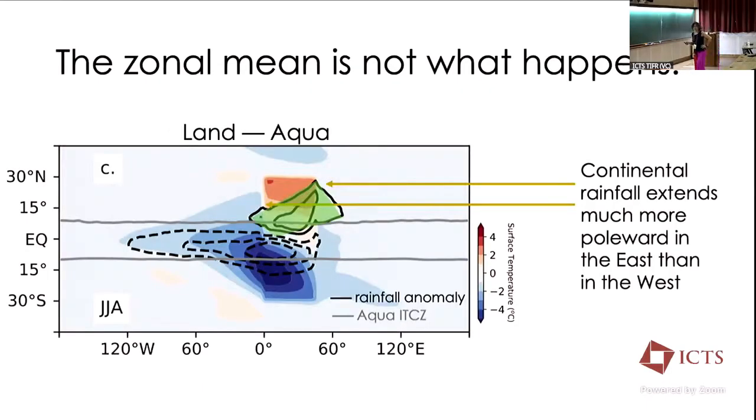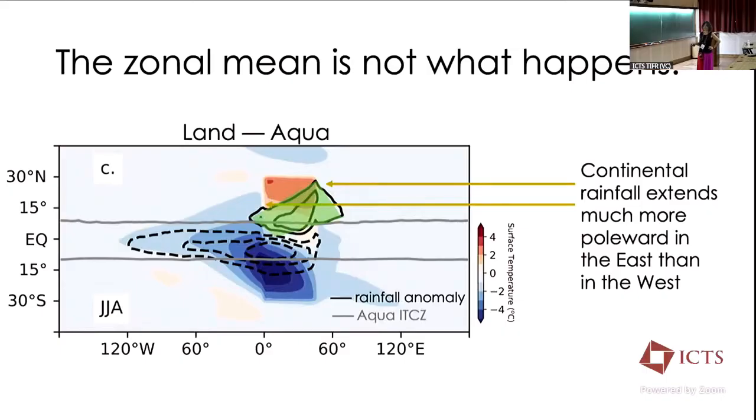Turns out that taking the zonal mean might be a little bit of a stretch, because if you look at the map view of what happens when you impose this continent here, it is something that is not zonal at all in precipitation. So here, the color is surface temperature. And then in the gray is the original ITCZ in the aqua control. And we have the rainfall anomalies in the black contour. So you have these negative, big negative anomalies.